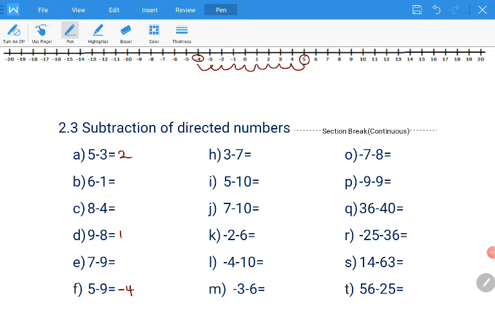Now, let's look at question J. Question J is saying 7 minus 10. So again, we go to position number 7. Then we move to the left 10 times. So it's 1, 2, 3, 4, 5, 6, 7, 8, 9, 10. So 7 minus 10 is -3.